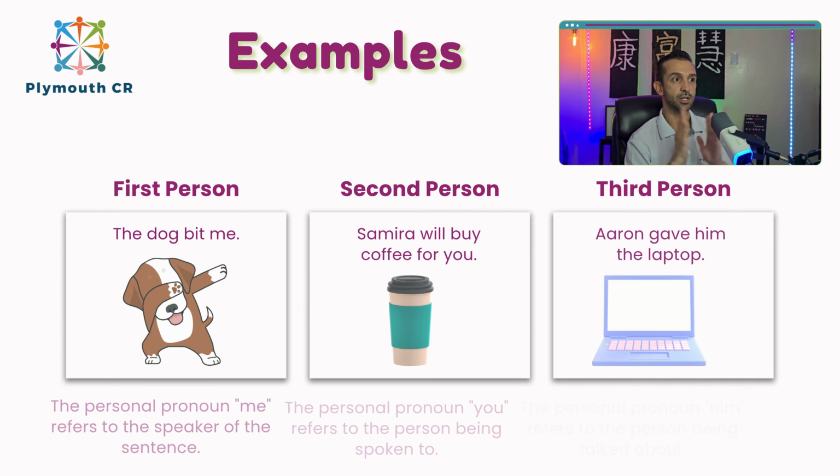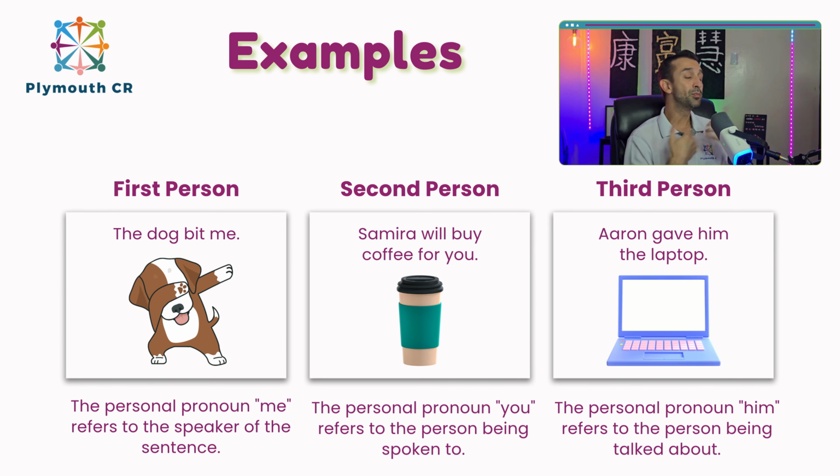Now we have some examples in here. First example, first person. The dog bit me. Oh my God. The dog is the subject performing the action of biting. Who received that bite? Me. So this is the object pronoun. Okay, look at the dog all happy because he bit me.